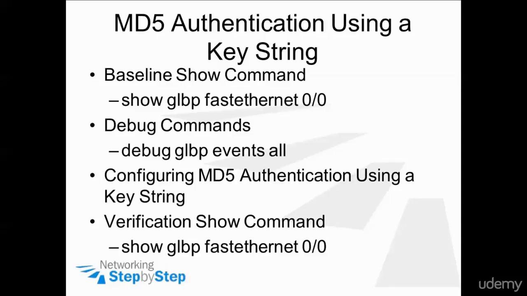interface. Then I'm going to enable a debug command of debug glbp events all to see how things unfold as I enable MD5 authentication using a key string on router 1 and then router 2. Then I finish with the same baseline command, show glbp FastEthernet, to see what changed. Let's look at the network topology.